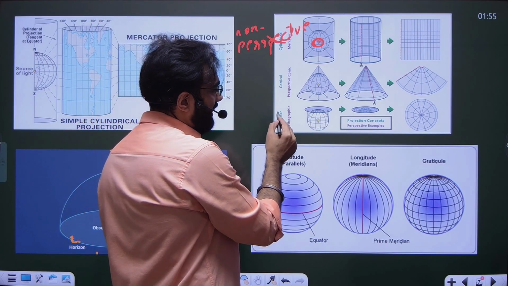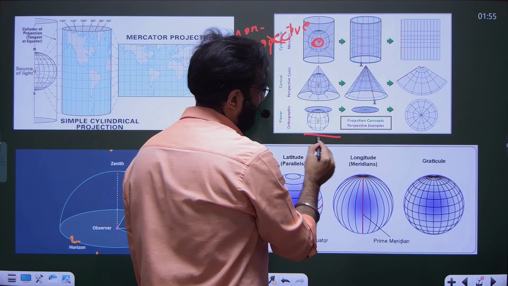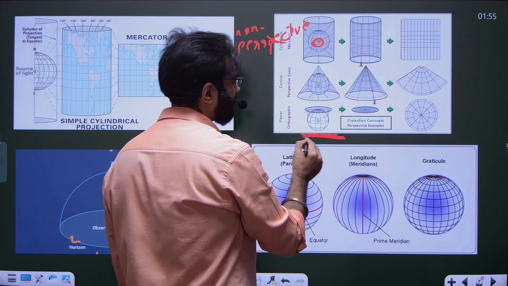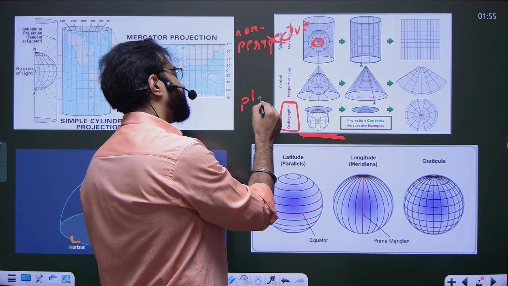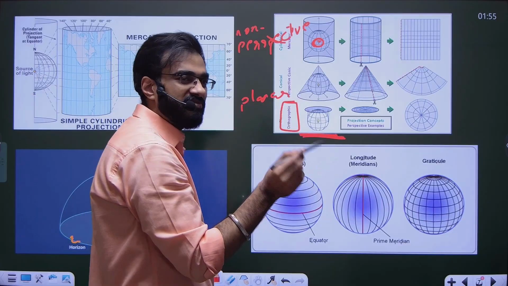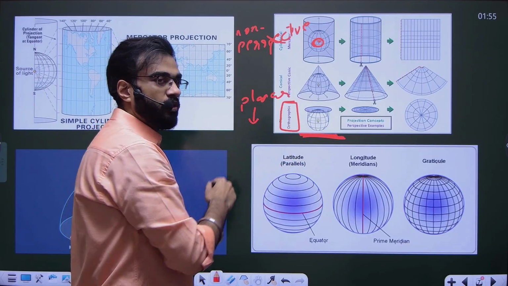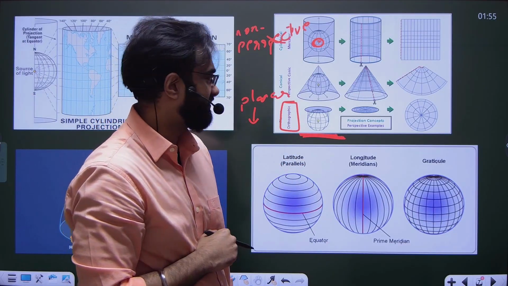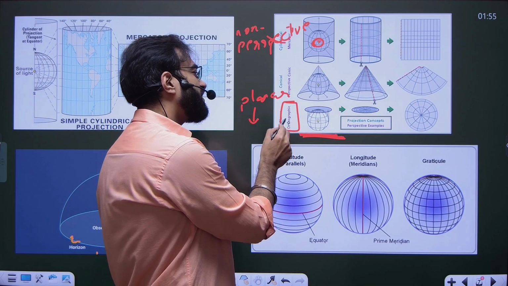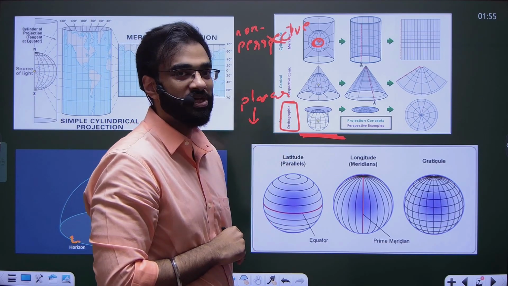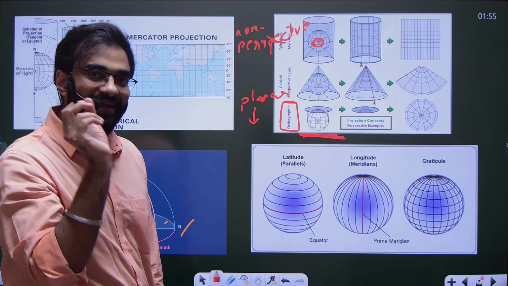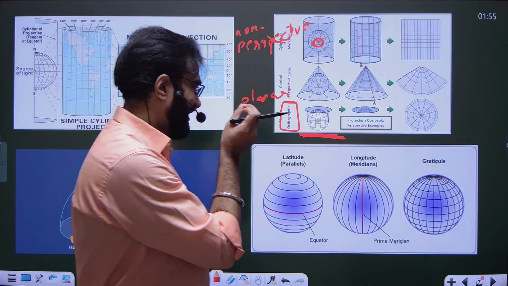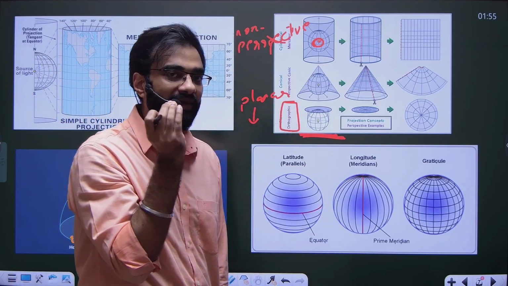Just look at this here. This is the orthographic projection. Planar projection, if I discuss it in brief, if you remember, has three types: gnomonic, stereographic, and orthographic. Here it is written orthographic, planar, or zenithal projection, and it is a perspective type of projection because it takes the help of a hypothetical light source.